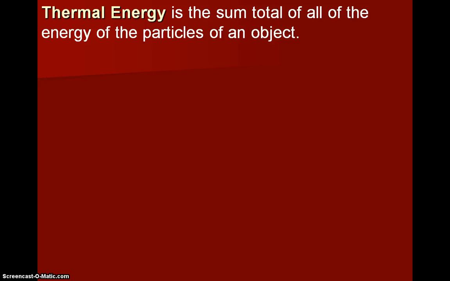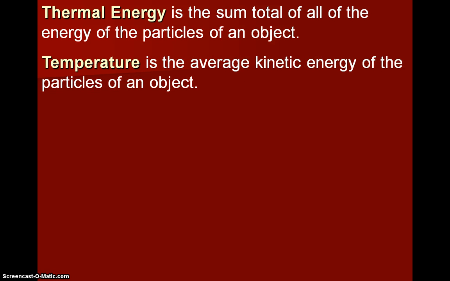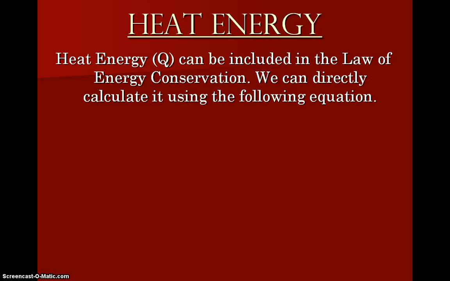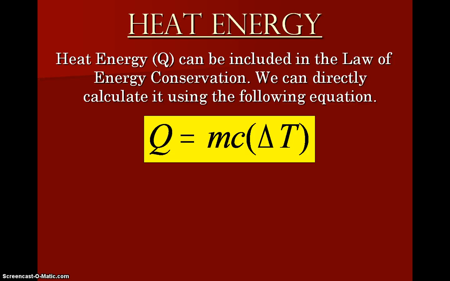Alright, so thermal energy is a little bit different than temperature and kinetic energy. Thermal energy is the sum total of all the energy in the particles. Remember that temperature was an average of the kinetic energies of the particles, whereas thermal energy is a sum total. So heat energy or thermal energy we represent with the letter Q, and we can use it in the law of conservation of energy. Now this is just like the law of conservation of matter, where heat is neither created nor destroyed, it can only go from one place to another, or energy is neither created nor destroyed, it can only go from one form to another.